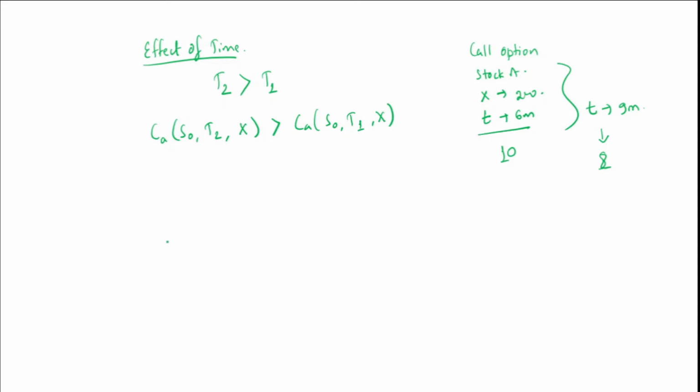The effect of exercise price. We are given two different exercise prices. First one is X1 and second one is X2. Let's also assume that X2 is greater than X1. In such a scenario, when you have a lower exercise price, then such options are valued higher.